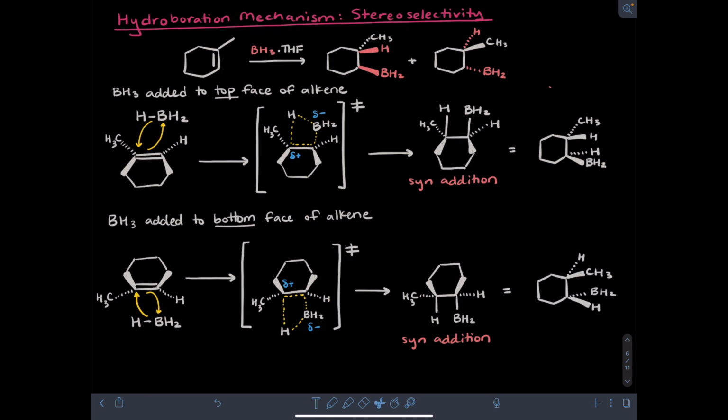If I wanted to rotate this molecule around to make it look more like my original molecule, I could rotate it such that the methyl group is a wedge and the boron group is a dash. This is that second structure from my reaction shown up above. If we compared the stereochemistries of the two products, adding the BH3 to either the top or the bottom of the alkene, you would see that both products are enantiomers of each other.